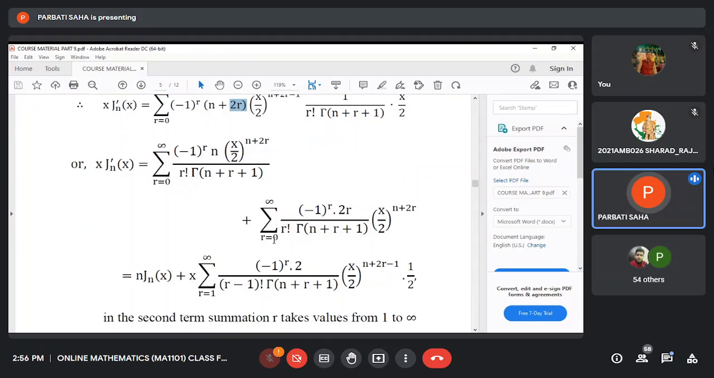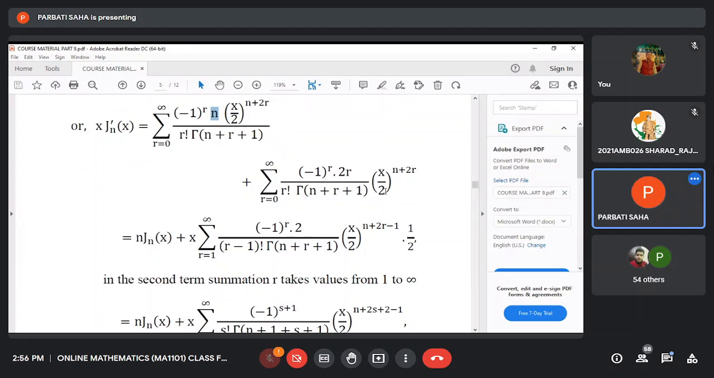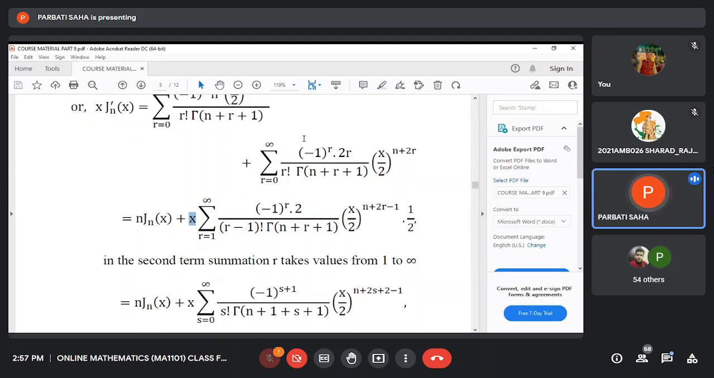Now you see the first term becomes n. This n can be written outside the summation symbol, n J_n(x). And this second term can be written as x. You see here actually you may write (x/2) to the power n plus 2r minus 1 into x by 2. And 1x is written here. Therefore it is half only. Also you see that in this term r varies from 0 to infinity, but here r varies from 1 to infinity, otherwise it will be negative, which is impossible. So r varies from 1 to infinity.